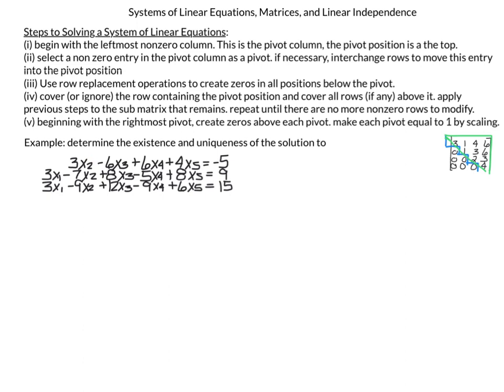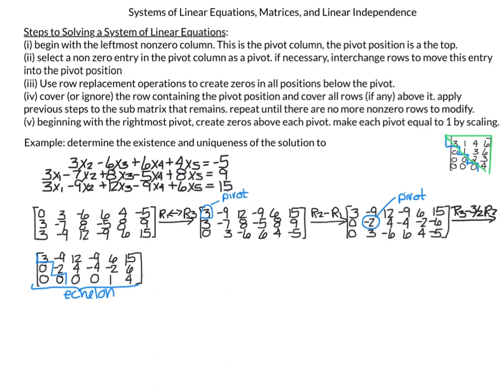And the first equation is 3x2 minus 6x3 plus 6x4 plus 4x5 equals -5. The second equation is 3x1 minus 7x2 plus 8x3 minus 5x4 plus 8x5 equals 9. And the last equation is 3x1 minus 9x2 plus 12x3 minus 9x4 plus 6x5 equals 15.